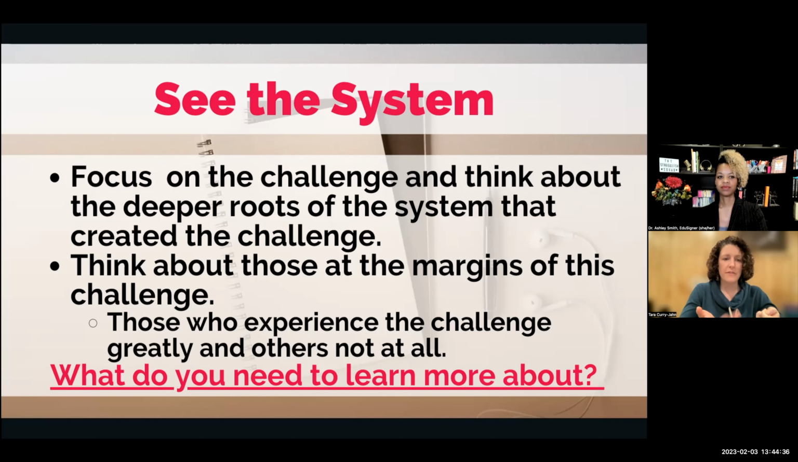So focusing on the challenge, to think about the deeper roots of the system that created that challenge. And then this is what we're saying: thinking about those at the margins of the challenge. So if you imagine a bell curve with 2 extremes that have small populations while the majority are in the middle, you're thinking about those who experience the challenge greatly and those who don't experience it at all.